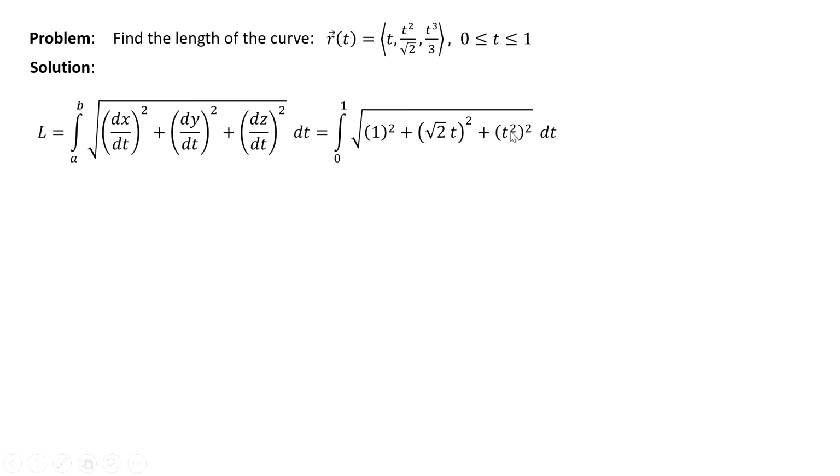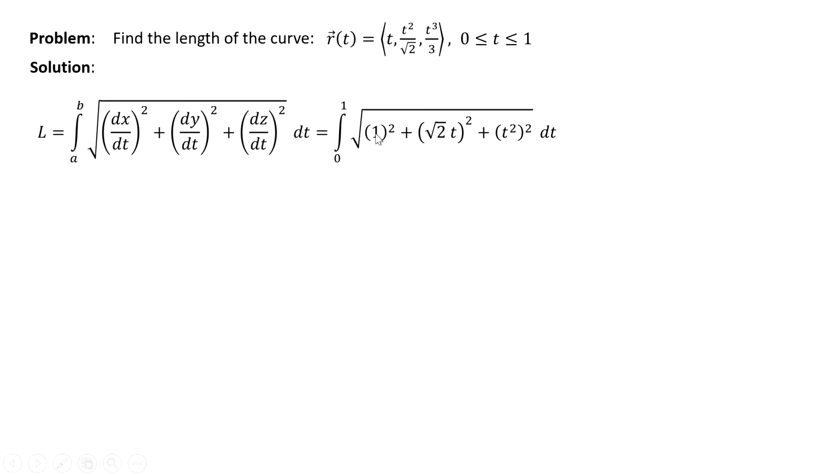Does this remind you of something? Does it look like something? 1 squared plus the square of the square root of 2 t becomes 2t squared. 1 squared plus 2t squared plus t squared squared, or t to the 4. Hey, isn't that a perfect square?